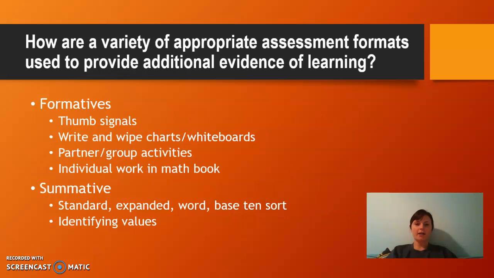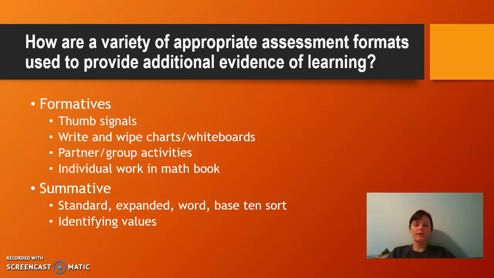How are a variety of appropriate assessment formats used to provide additional evidence of learning? For formatives, I have them give a thumbs up if they understand what they're doing, sideways if they almost got it, or thumbs down if they don't know what's going on. And so I use those signals throughout lessons daily. We used write and wipe charts and whiteboards so I could easily see what their understandings were, partner and group activities, and then individual work in their math books.